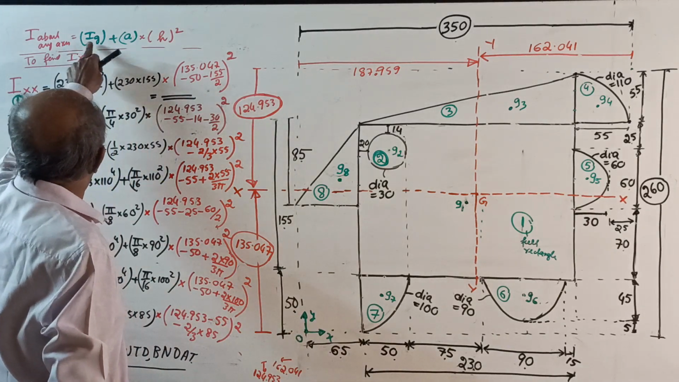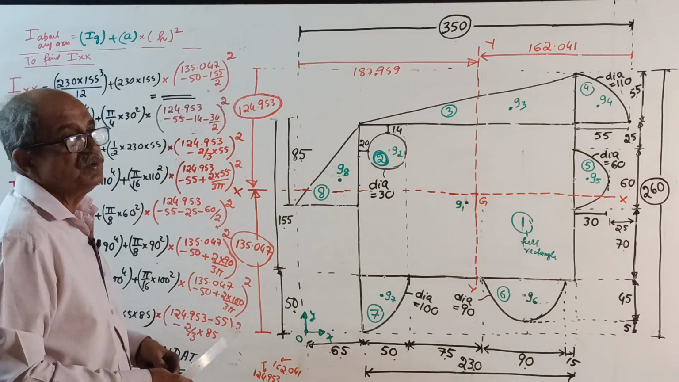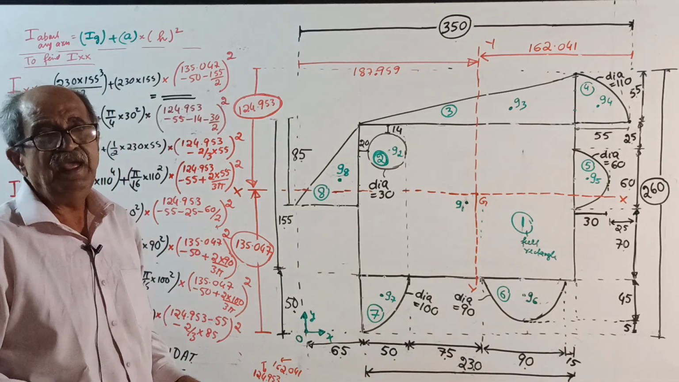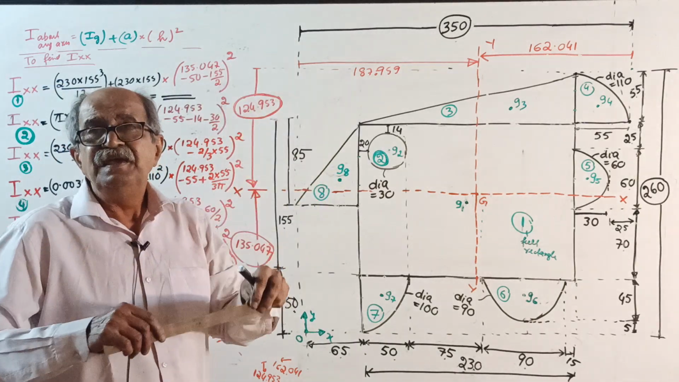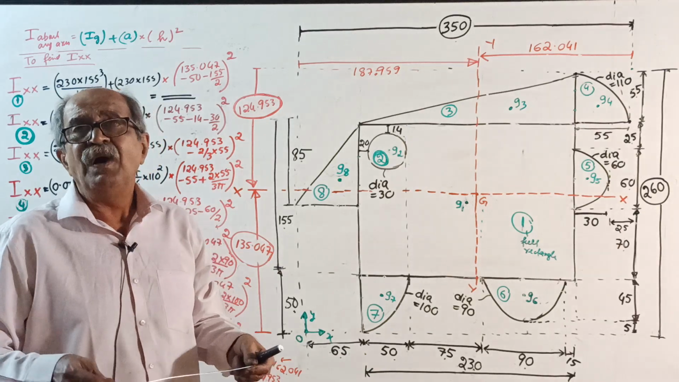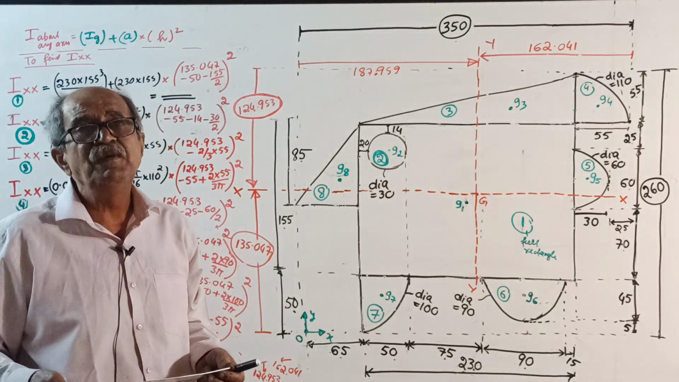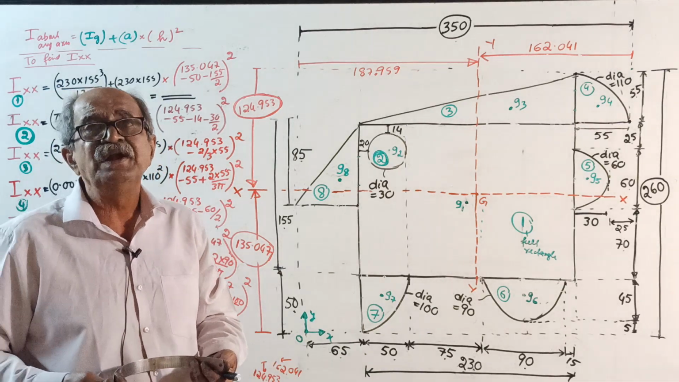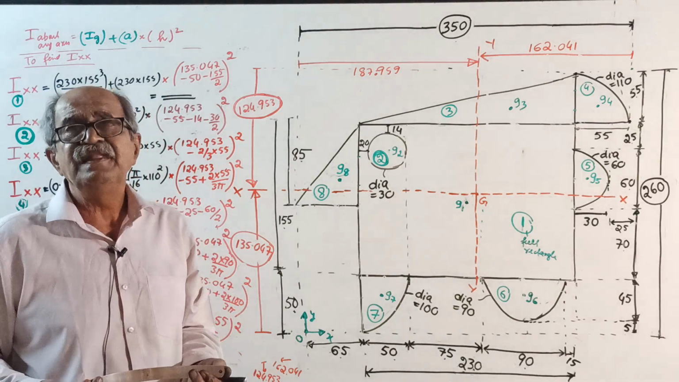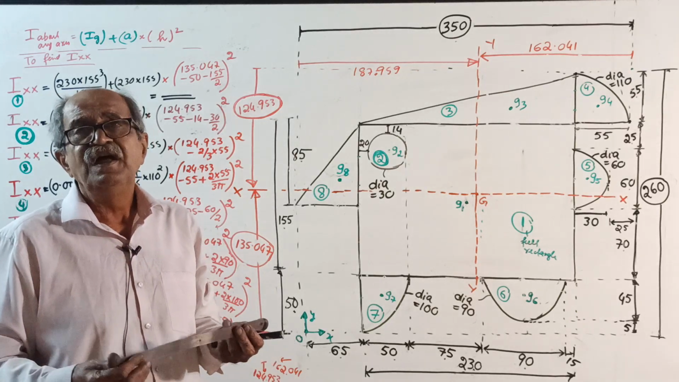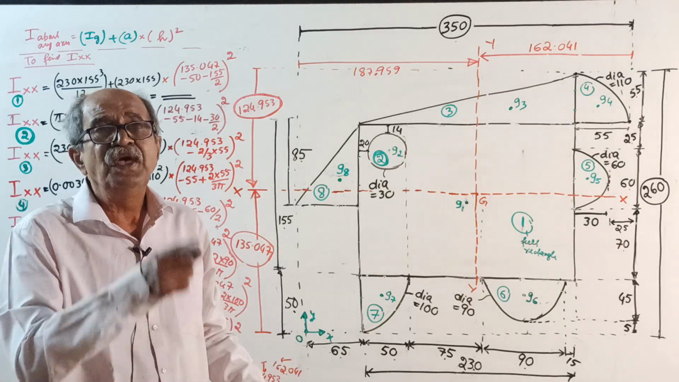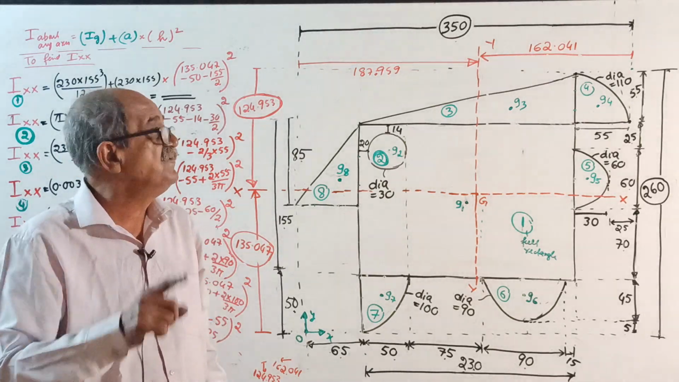I about any axis equals I_G plus A h square. If you want moment of inertia about any axis, first go to the centroid of the component. Imagine an axis passing through that centroid. I will call it its own centroidal axis, parallel to the required axis.